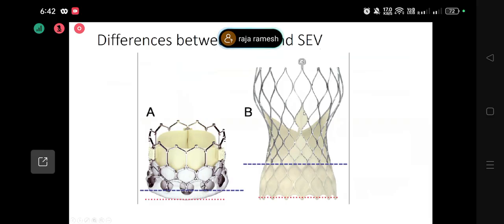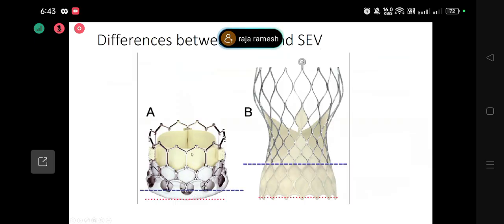So these are called the commissural posts. There will be 3, and these 3 should match the native commissures whenever we are deploying the valve, so that we can avoid coronary obstruction. On the other hand, this is the balloon expandable valve. This is actually a Meril valve, MyVal, almost similar to the Sapien valve by Edwards.